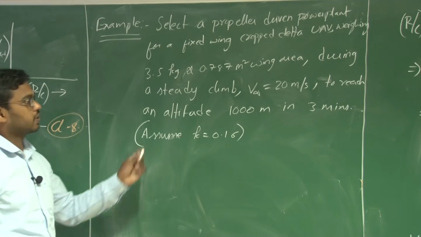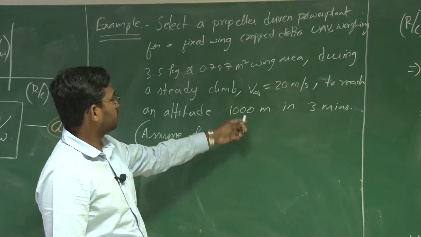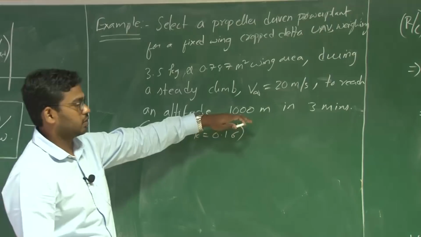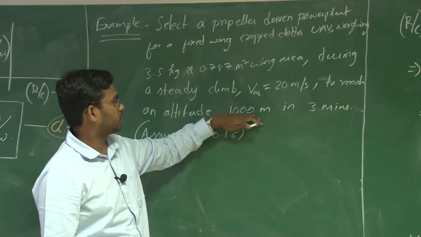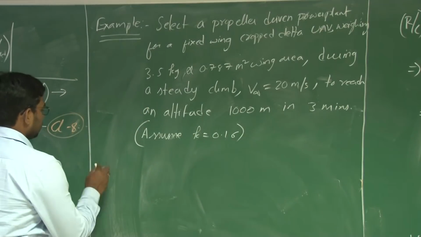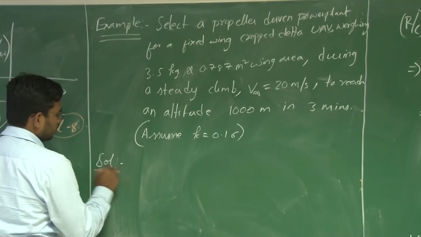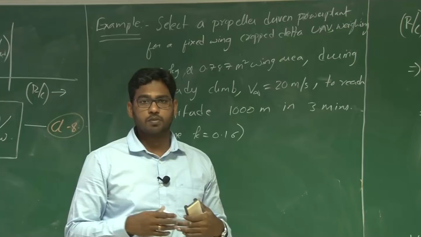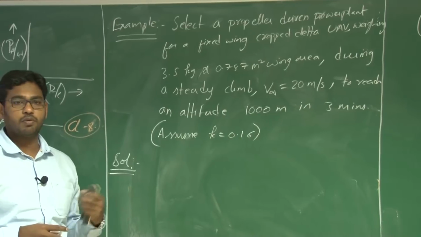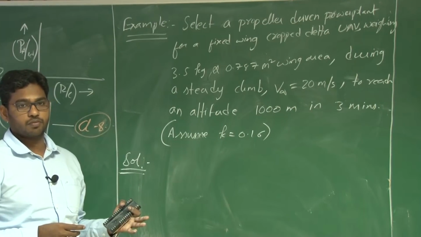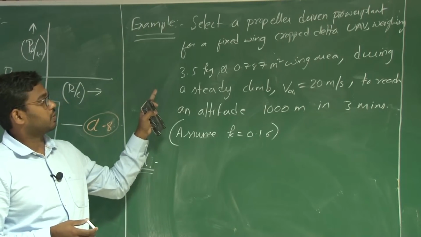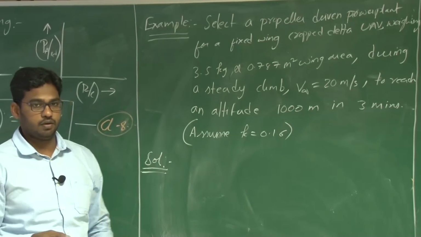So what we need to do, we have to select a power plant for this configuration, which has to perform a steady climb, and the climb altitude should be 1000 meters from sea level, and it has to reach this altitude within 3 minutes. Let us look at the solution. So if you have to select a power plant for this particular mission profile or particular phase of this mission, we need to understand what should be the total power required by the system during the climb, right? So that power should be delivered by the power plant.